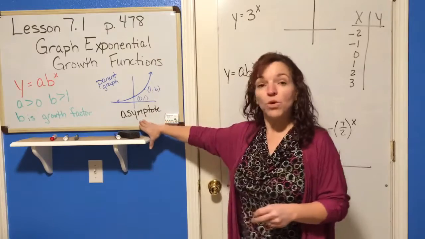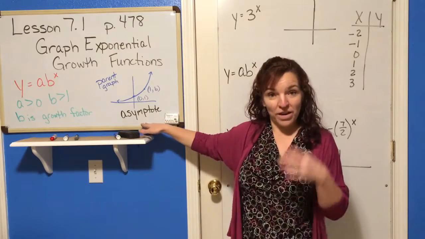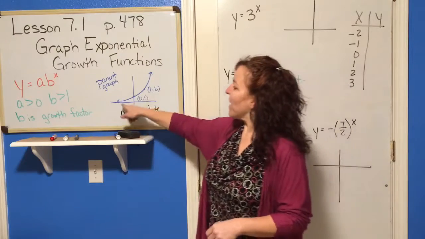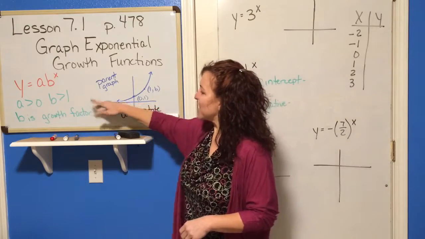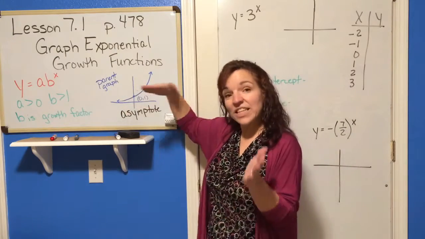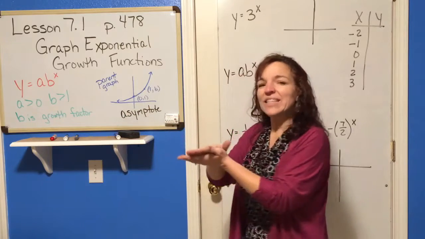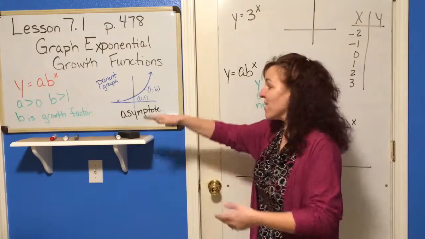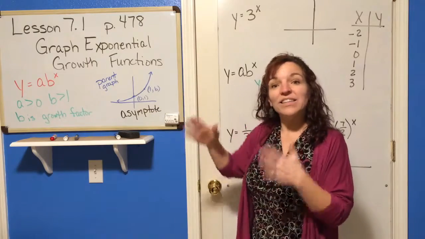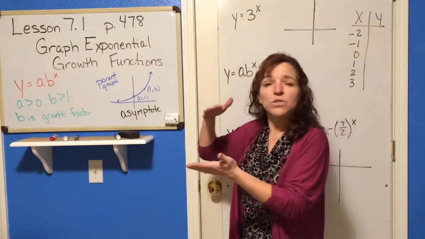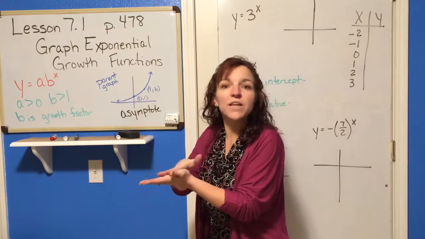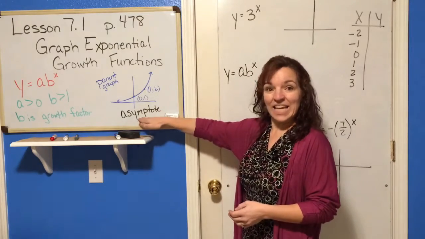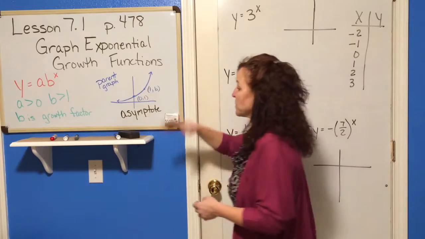One vocabulary word that you will need to know is asymptote. This line, this x-axis, to the left, the graph is going to get closer and closer and closer. It's never actually going to touch that x-axis, and it's not going to cross it. That is an asymptote, a line that the graph comes closer and closer to, but never quite touches. So in this case, the x-axis is the asymptote of our graph.